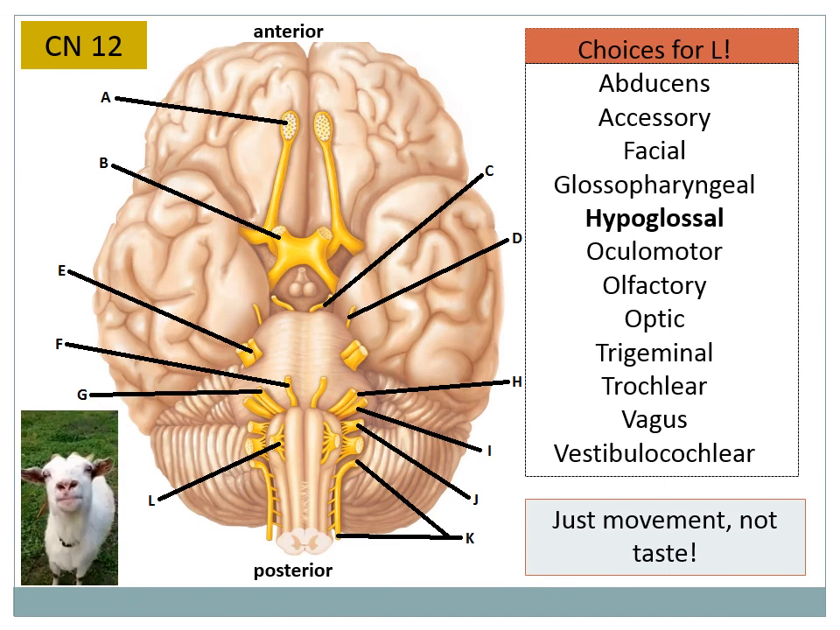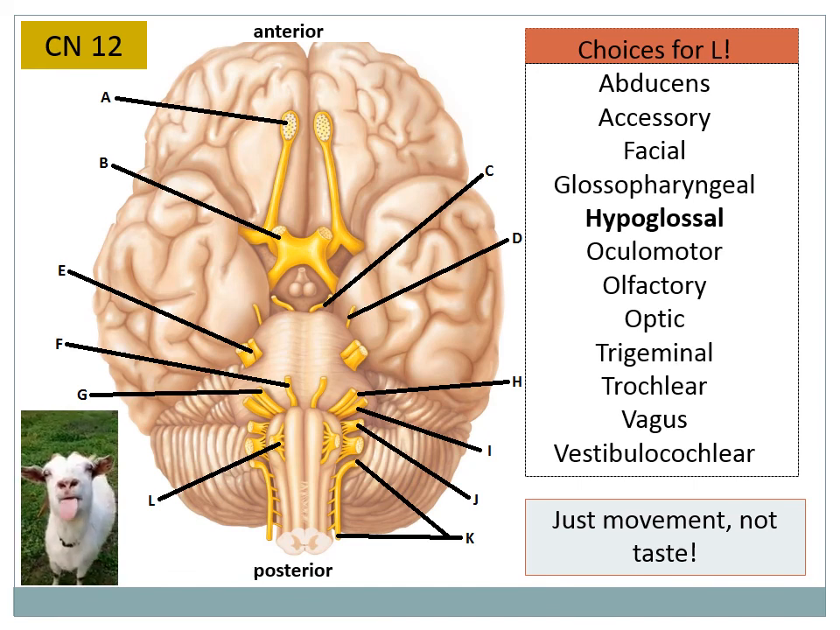So glossal just means tongue, and if you can remember that, that's great. So really quick overview. Number 1 is olfactory. Number 2 is optic. Number 3 is ocular motor. Number 4 is trochlear. Number 5 is trigeminal. Number 6 is abducens. Number 7 is facial.